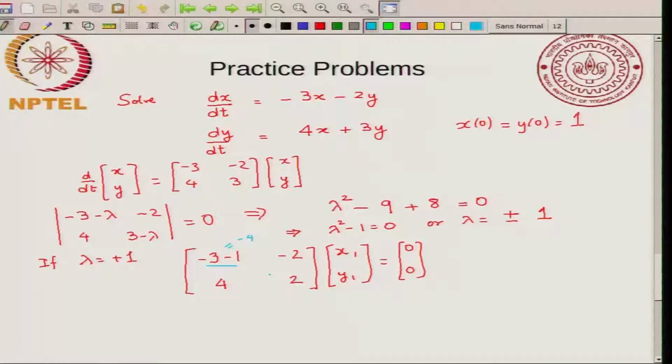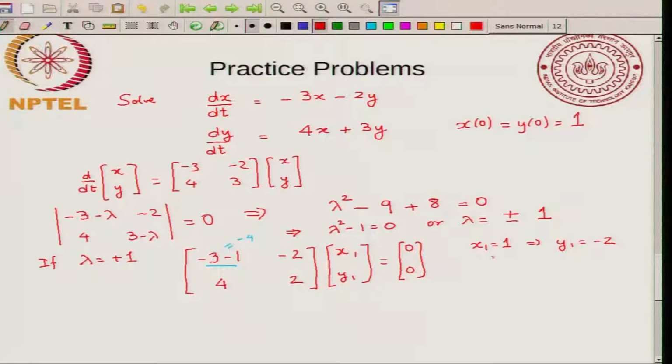So I choose x1 equal to 1. If I choose x1 equal to 1, then what you will get is 4 plus 2 y1 equal to 0. So y1 equal to minus 2.